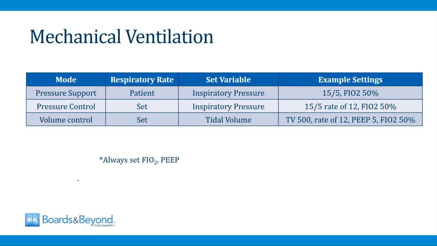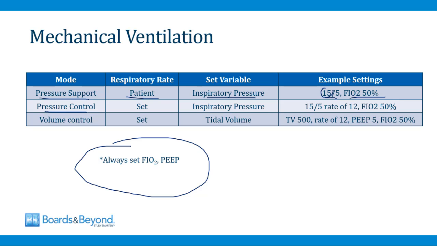So here's a summary of the three modes of mechanical ventilation. Let's go through them one at a time. First of all, you can always set the FiO2 and the PEEP for any mode of mechanical ventilation. In pressure support mode, the patient determines the respiratory rate. There is no set respiratory rate. You set the inspiratory pressure for the patient. And so example settings might be 15/5, meaning inspiratory pressure of 15, PEEP of 5, and an FiO2 of 50%.